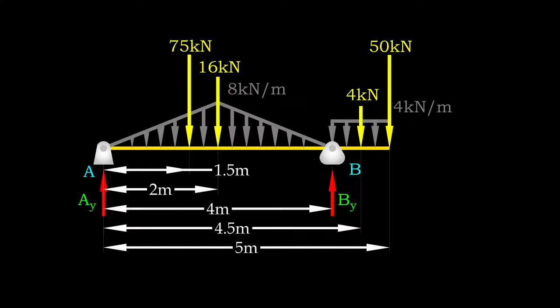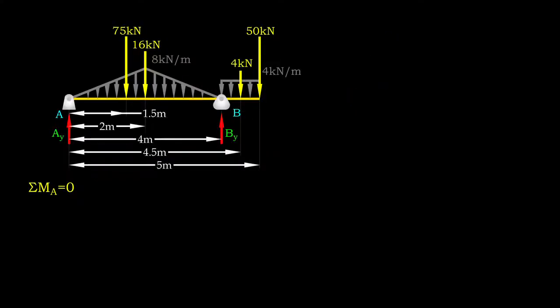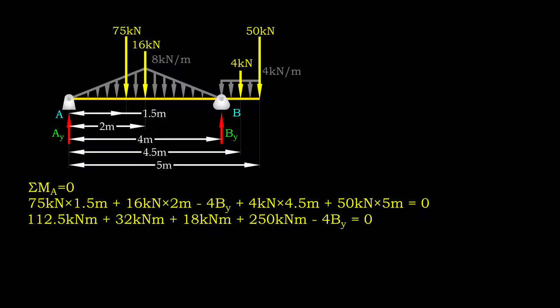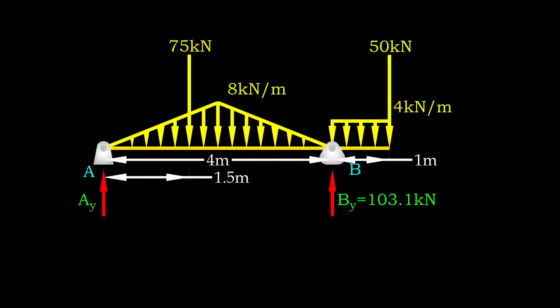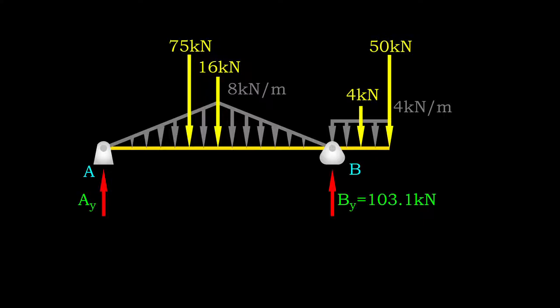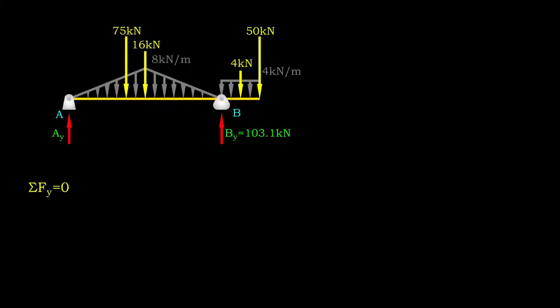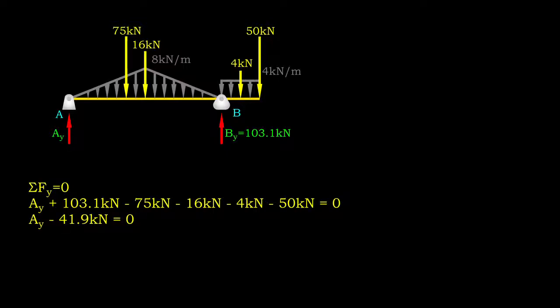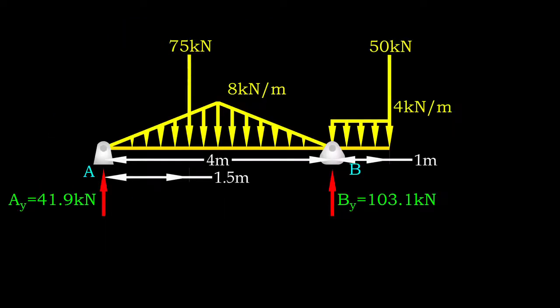By taking moment about joint A, we can form an equilibrium equation containing unknown reaction By. By solving the equation, we know the value of By is 103.1 kN. Next, consider equilibrium in y direction. The sum of vertical reactions must equal the magnitude of all applied loads. Through calculation, we know Ay is 41.9 kN. Horizontal reaction Ax is 0 because we do not have any lateral load.